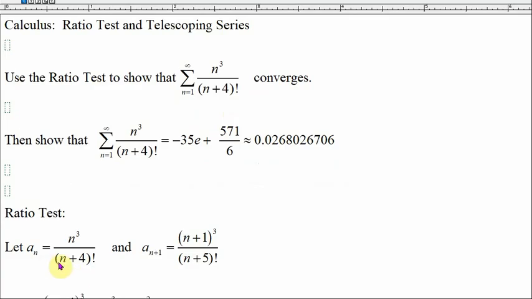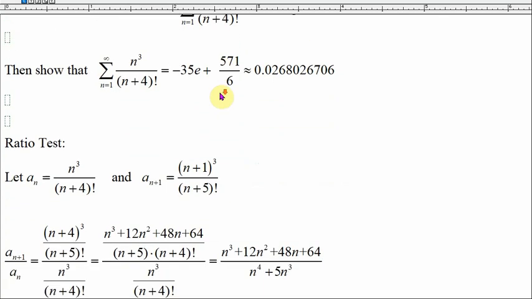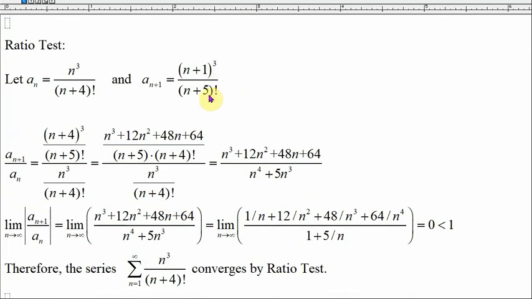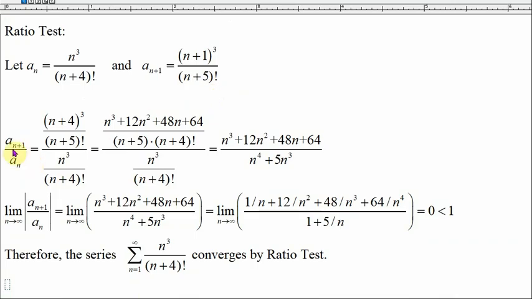So let a sub n be the expression n to the third over (n plus 4) factorial. A sub n plus 1 is (n plus 1) to the third over (n plus 5) factorial. The ratio a sub n plus 1 and a sub n would be this expression over this expression. And then (n plus 4) to the third is the same as n to the third plus 12n squared plus 48n plus 64.